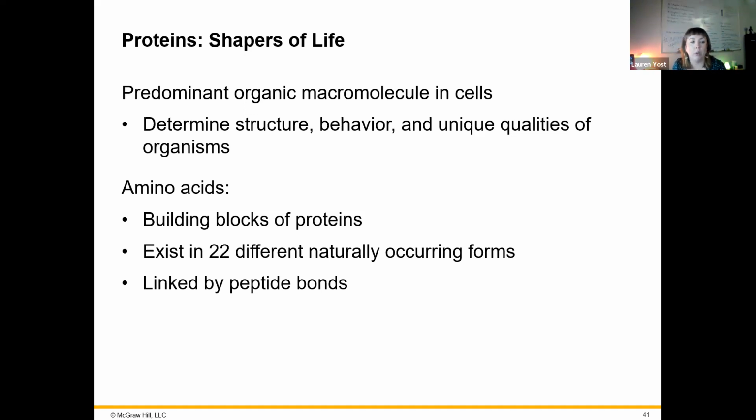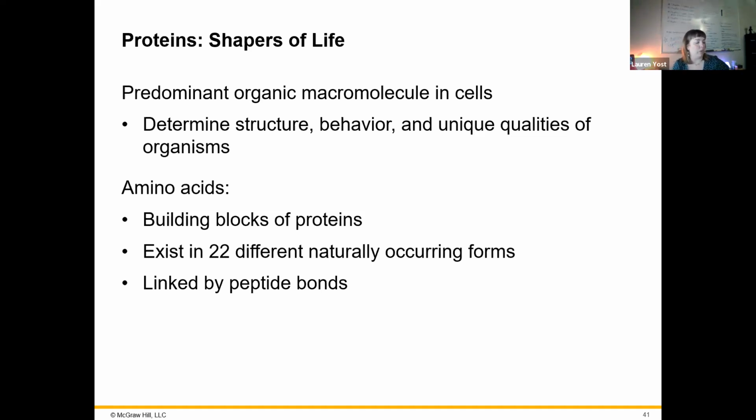But man, proteins, they do it all. They really do. They determine structure, behavior, and unique qualities of organisms. That's a watered down version of it. I feel like I'm not doing it justice with that explanation, but hey, it's the one you're getting. So amino acids are our building blocks.